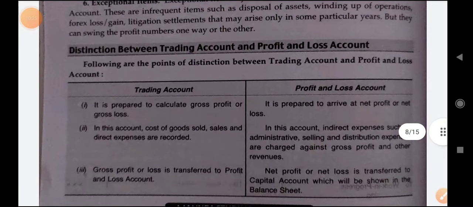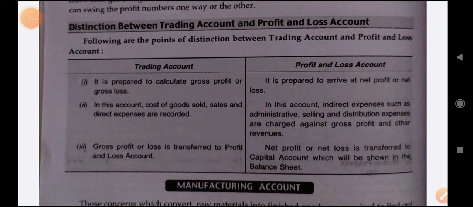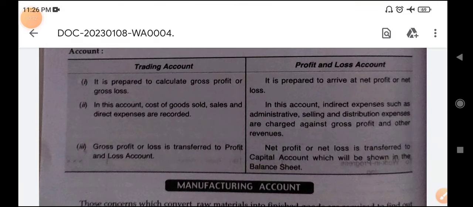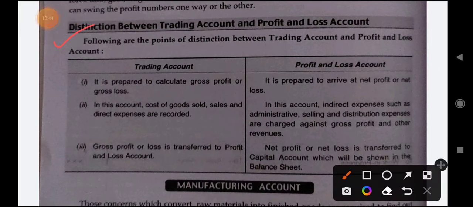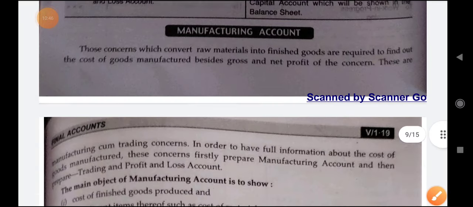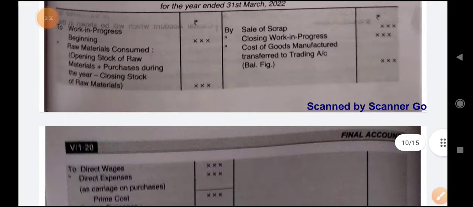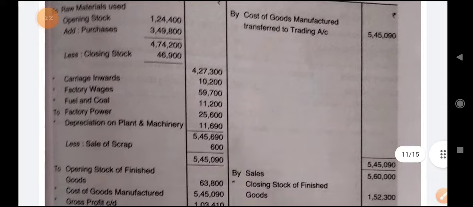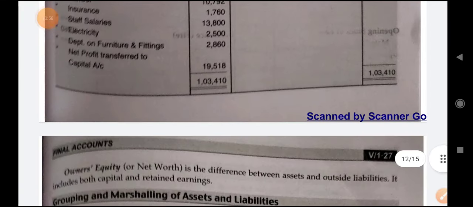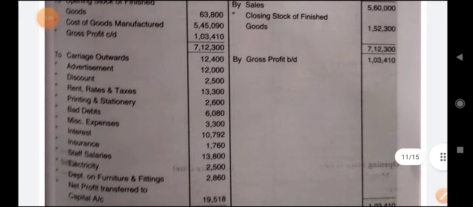Sometimes there may be a direct theory question, like explain the difference between trading account and profit and loss account. So don't forget to learn theory also. Manufacturing account, this is the format we discussed in the previous video. In this video we have done one problem relating to it. Hope you understood how to prepare manufacturing account. In the next video we are going to discuss preparation of trading P&L account.